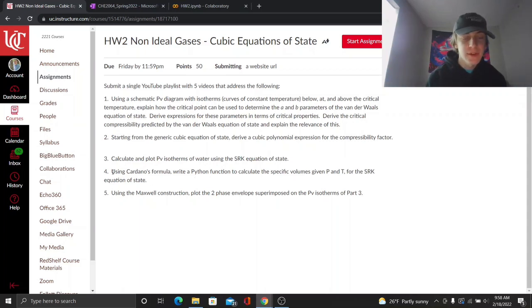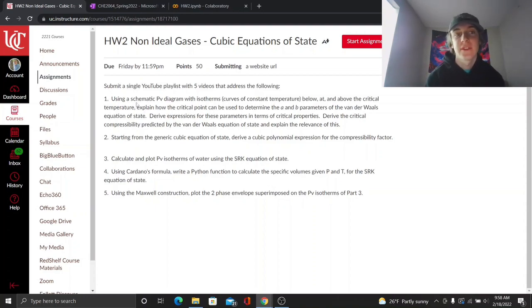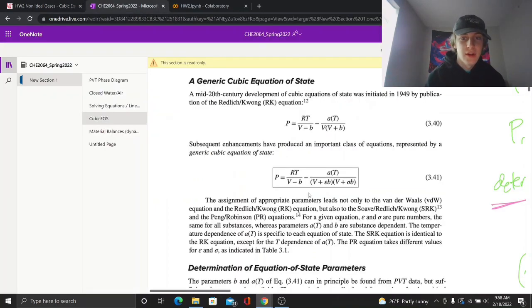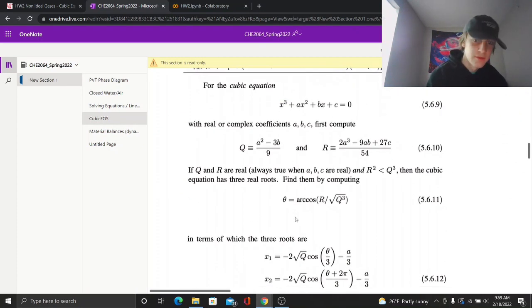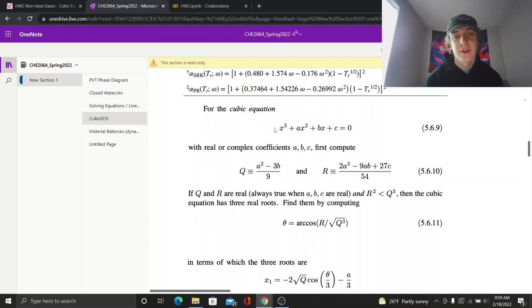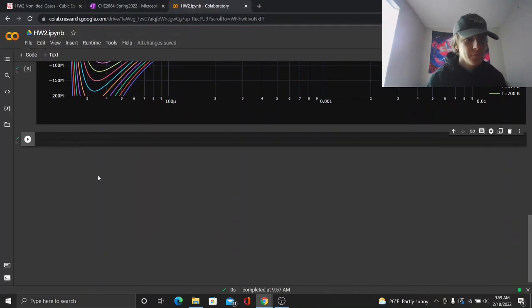So in this video, I'm going to use Cardano's formula to write a Python function to calculate the specific volumes given P and T for the SRK equation of state. So to start this, what we're trying to do is get these roots from our cubic equation that we derived before. So to start, I'm going to just define a function here for Cardano.